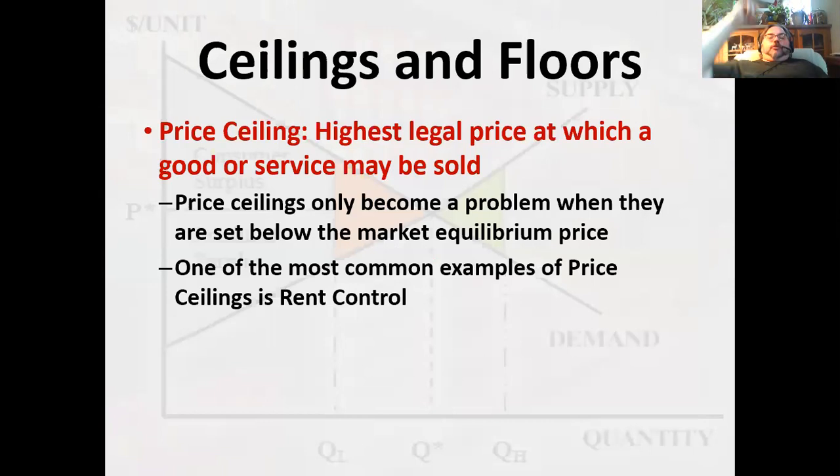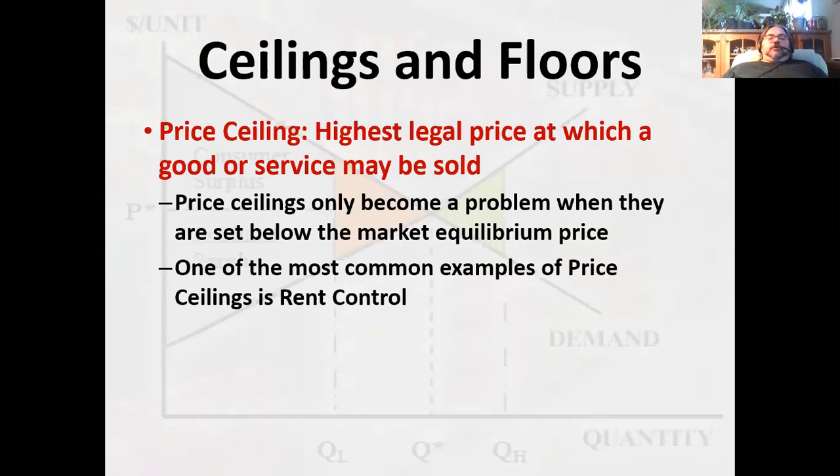Price ceiling: the highest legal price at which a good or service may be sold. Two things to know about price ceilings. The first one is if the price ceiling is set above the equilibrium price, there's no issue. Prices are going to center on the equilibrium price. It's below the price ceiling. Nobody's complaining. The market is working fine. It's only when the equilibrium price goes above the price ceiling that the price ceiling starts to affect the supply and demand structure. And at that point, price ceilings will cause shortages.